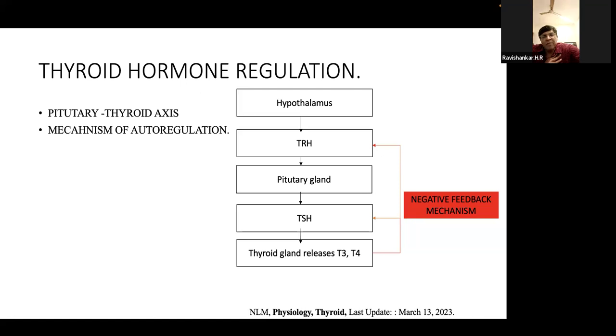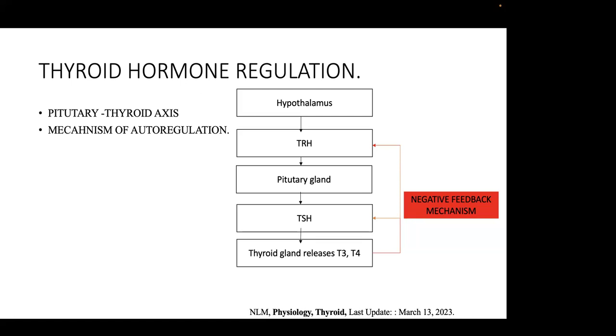Okay, continue. So going ahead, thyroid hormone regulation is mediated by the hypothalamus-pituitary-thyroid axis, wherein any stimulant will cause the hypothalamus to release thyrotropin releasing hormone. This will further act on the pituitary gland, which will cause the release of TSH. The TSH will further act on the thyroid gland, causing the release of T3 and T4.